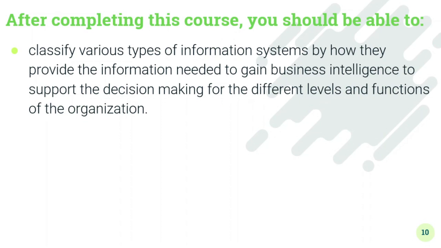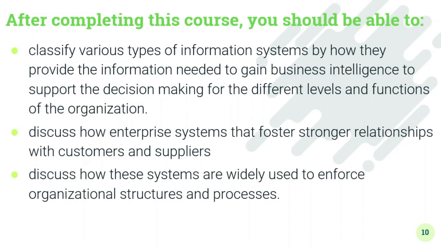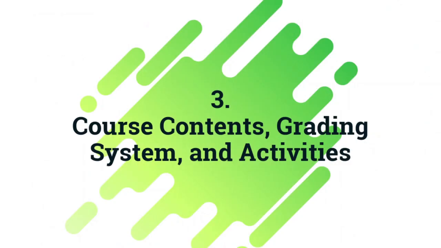So we are talking about many kinds of information systems. You will also be able to discuss how enterprise systems foster stronger relationships with customers and suppliers. Information systems are geared towards the development of better, stronger relationships between your customers and your business processes. At the end of this course, you should be able to discuss how these systems are widely used to enforce organizational structures and processes. And then finally, you should be able to explain and contrast, explain and compare, right? How organizations develop and acquire information systems and technology that give them what we call a competitive advantage. Alright, so we're almost done with our introduction to this course, okay?